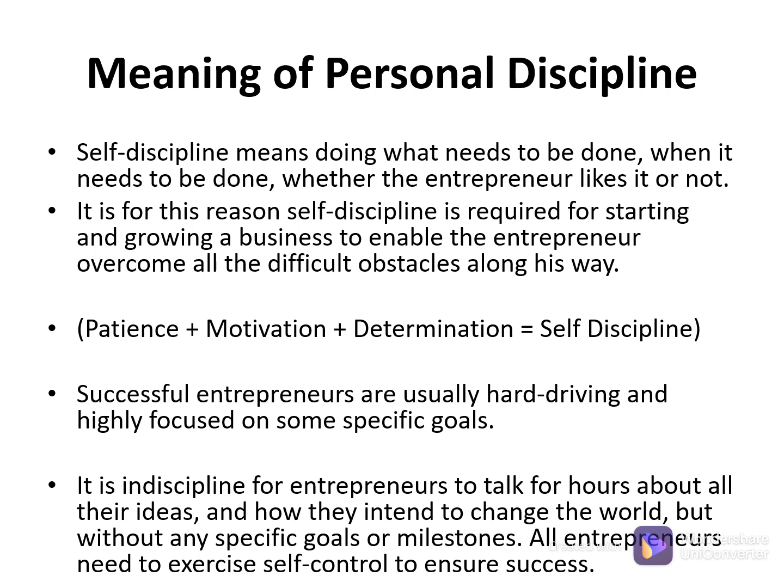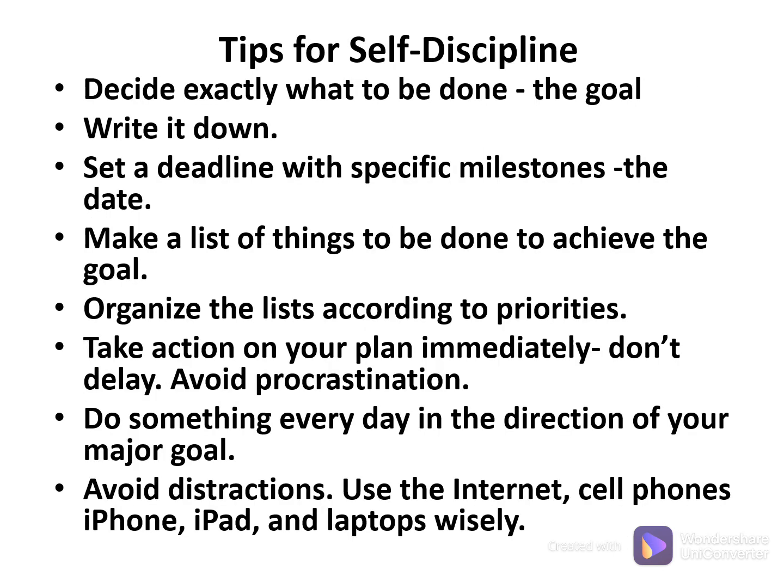Then successful entrepreneurs are usually hard driven and highly focused on some specific goals. It is undisciplined for entrepreneurs to talk for hours about all their ideas and how they intend to change the world, but without any specific goal or milestone. All entrepreneurs need to exercise self-control to ensure success. So, tip for self-discipline: decide exactly what is to be done, that is your goal. When you embark on any activity, not only business start-up and growth, any activity, studying, whatever it is, you need to know exactly what you want to achieve, and then you need to write it down so that it will keep you focused.